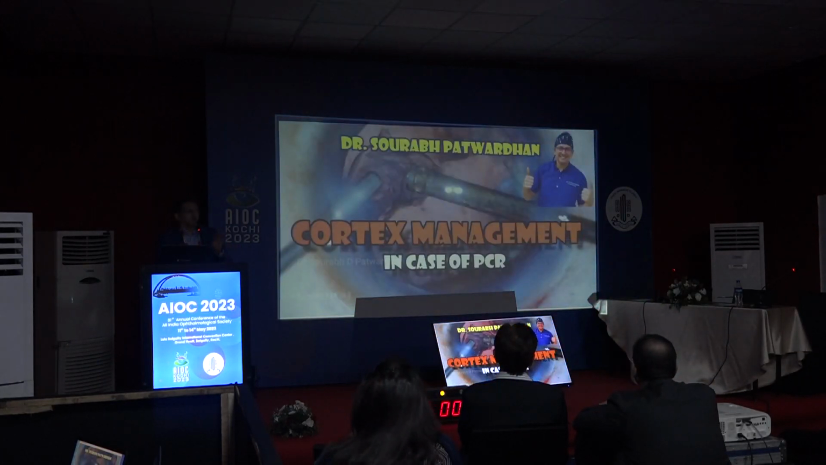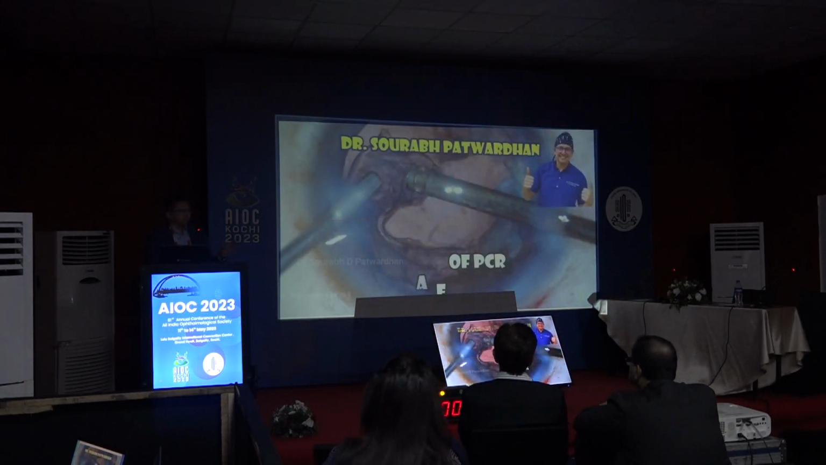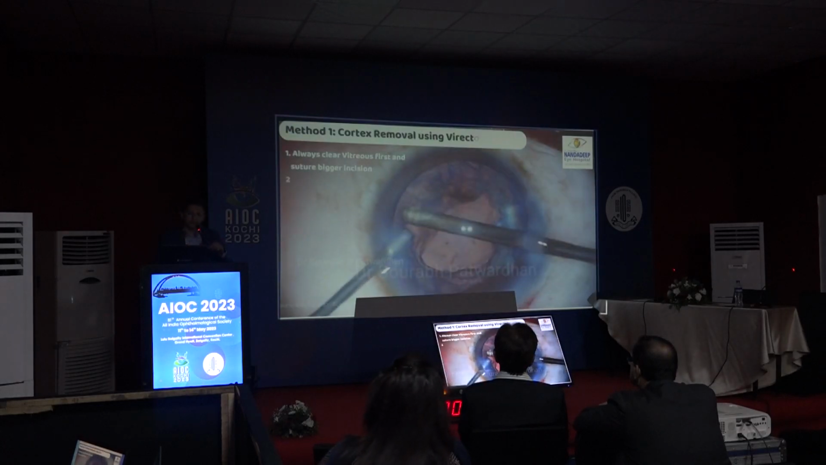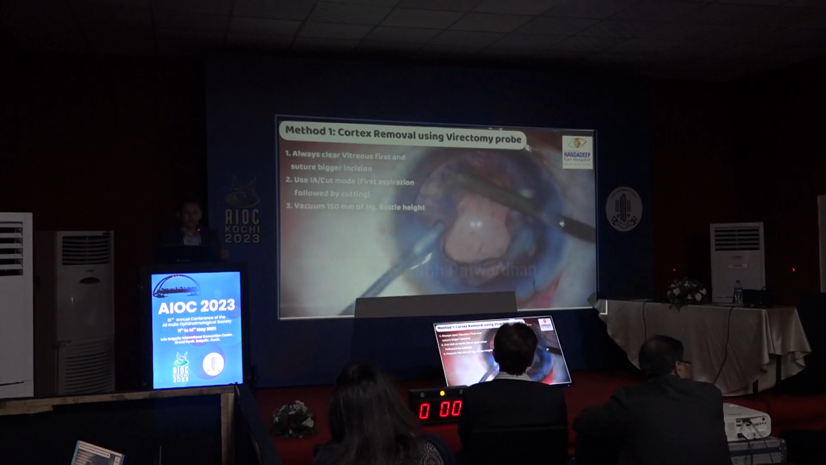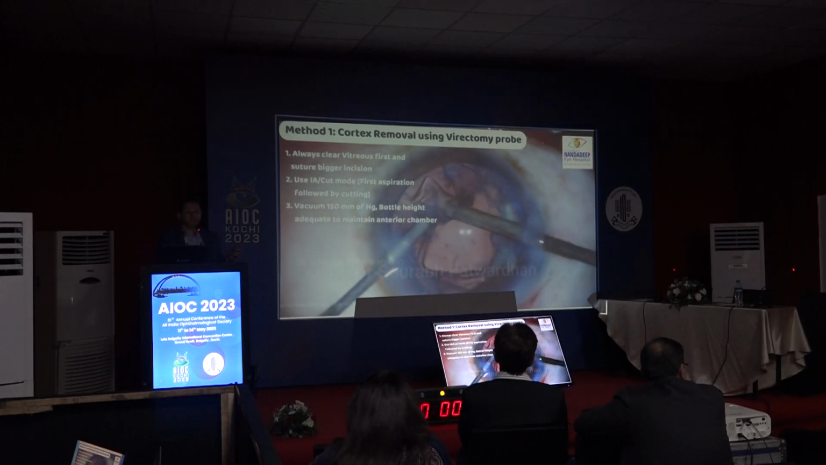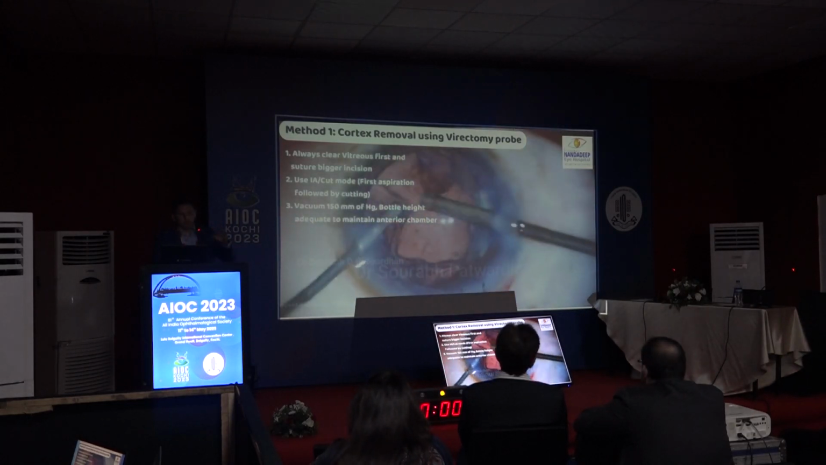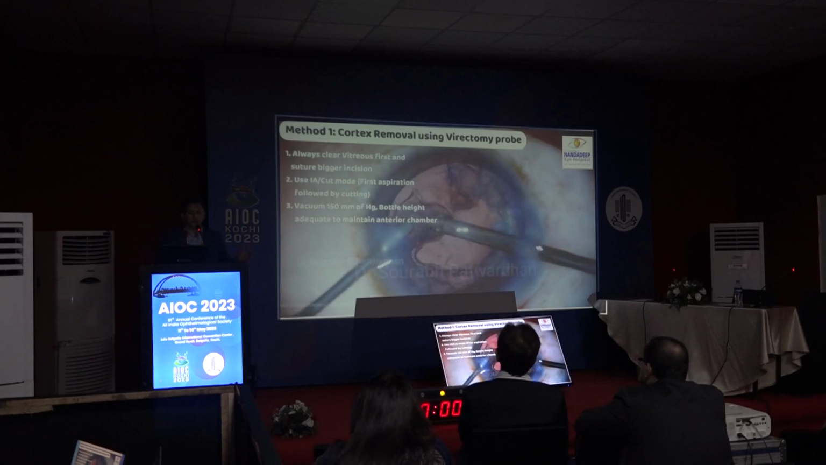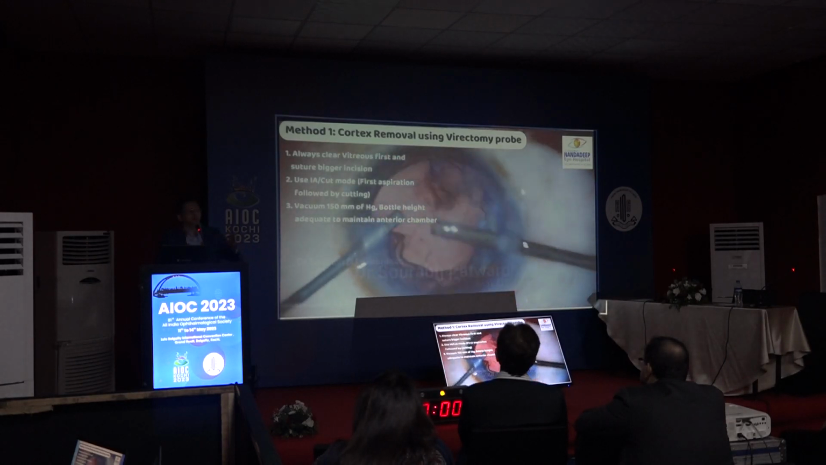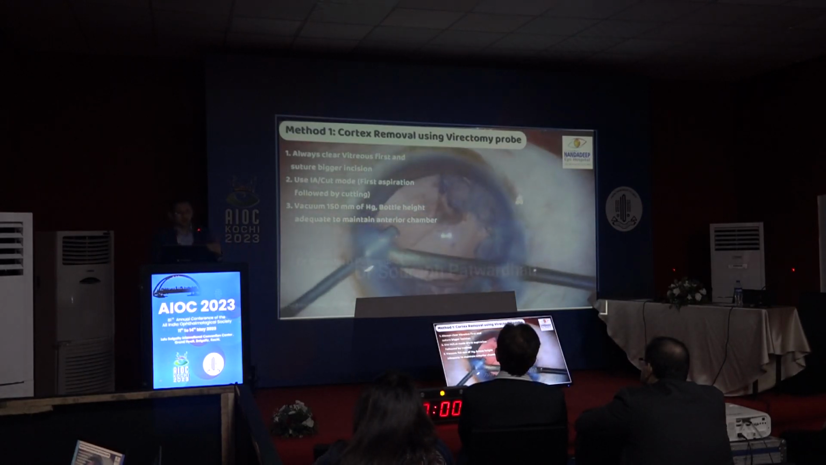Now moving on to cortex management. Once the nucleus pieces are out, go ahead with cortex management, but always make sure there is no vitreous inside when you are removing the cortex. The first method is to use the vitrectomy probe itself to remove the cortex, where you can toggle between IA cut and cut IA mode. That means when there is vitreous, you shift to cut IA mode. When there is no vitreous, you do IA cut mode and remove that cortex.